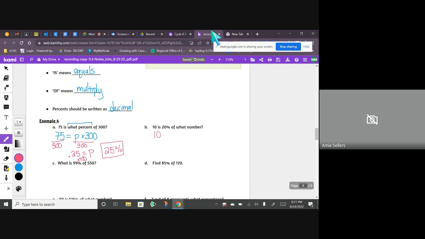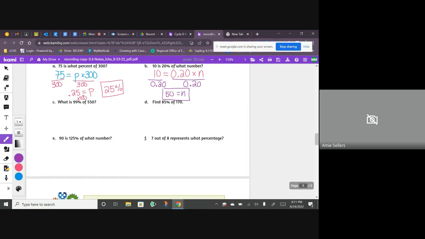For B, 10 is 20% of what number? So you're going to have 10 is, you're going to put an equal sign. 20% will be 0.20. And then of means to multiply. And if you're trying to find what number, that can be your variable. We can just make it n. So to solve this one, I'm going to divide both sides by 0.20. So 10 divided by 0.20, I get 50. So n equals 50. When I look at this, 10 is 20% of 50. Very reasonable.